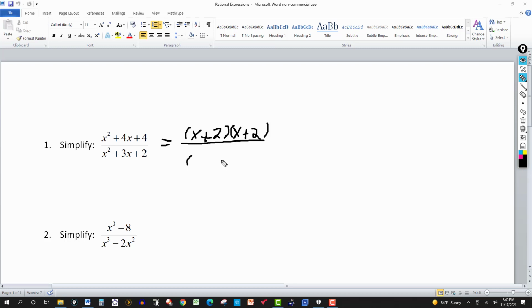Now for the denominator, no common factor. So I put my 2 sets of parentheses. I expect 2 factors, if it's factorable, it might not be. And then we look at factors of x squared, which are going to be x and x. The third term is positive, so both signs will be whatever the middle term is. So again, this is going to be a plus and a plus.